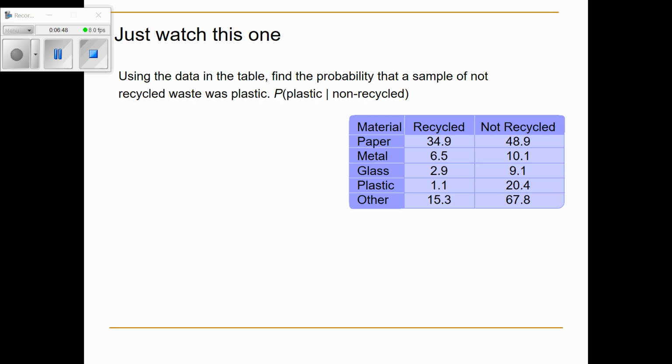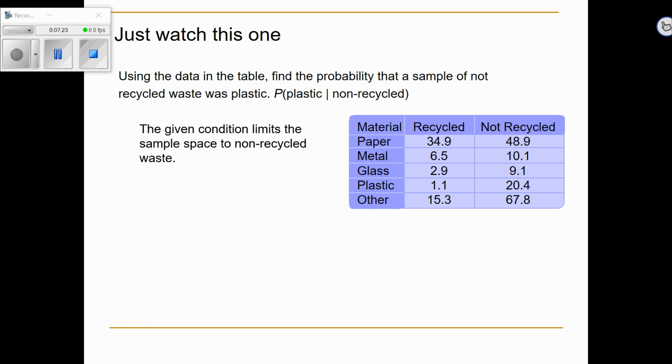Okay, so for this next example here, it says using the data in the table, we're going to find the probability that a sample of not recycled waste was plastic. So they wrote it out as the probability, where event B is that we're looking at the plastic. Event A is that I'm looking at the non-recycled. Okay, so what is going to tell me my sample space? The non-recycled. So what would I need to do with the non-recycled to find my sample space? Add them all up. Good.